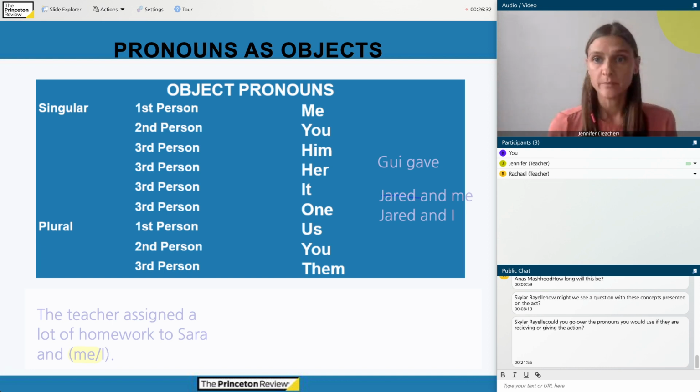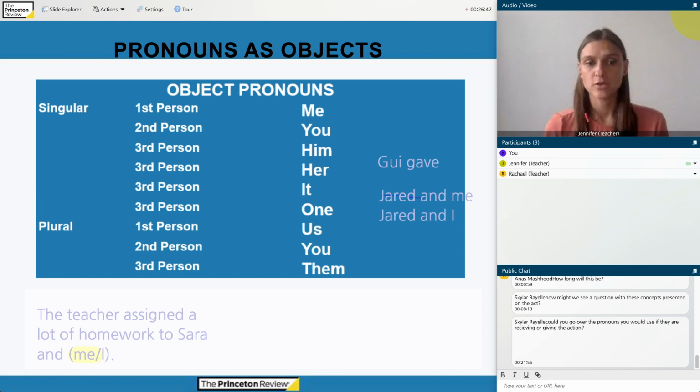We could change this up and maybe it said the teacher assigned a lot of homework to Sarah and they, or to Sarah and them. Since it's doing the same thing, it's going to act as an indirect object here. It would be and them. You wouldn't say and they.